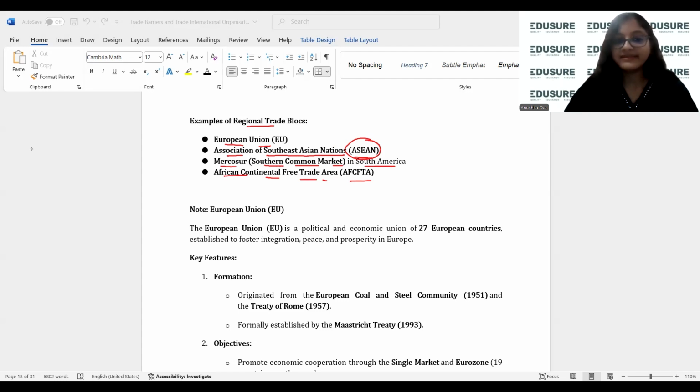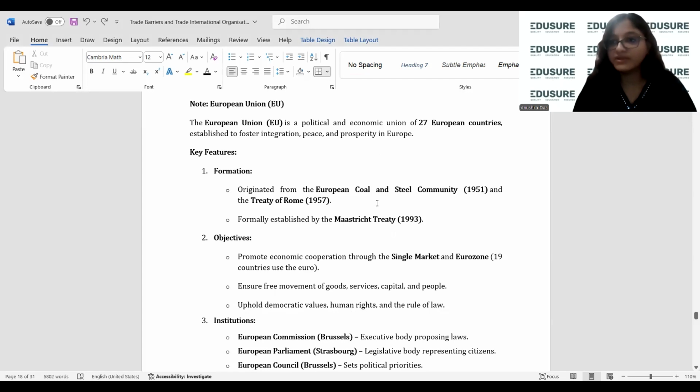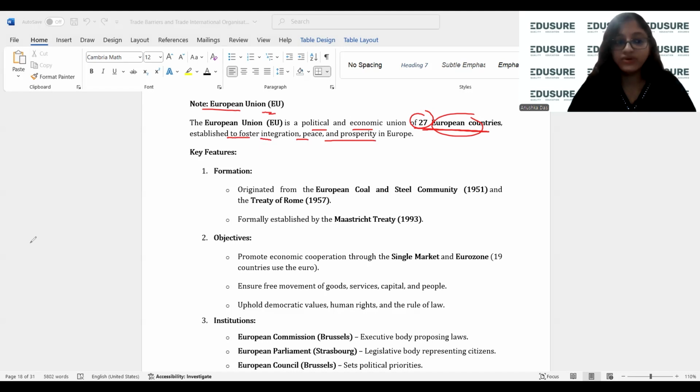Now, among them, I have listed two regional blocs that are important for our purposes. First is the European Union, and second is SAARC. These two are very important from our point of view. The European Union is a political and economic union. Many questions come from this. It is a union of 27 European countries, established to foster integration, peace, and prosperity in Europe. And the important question is this: when did it form?